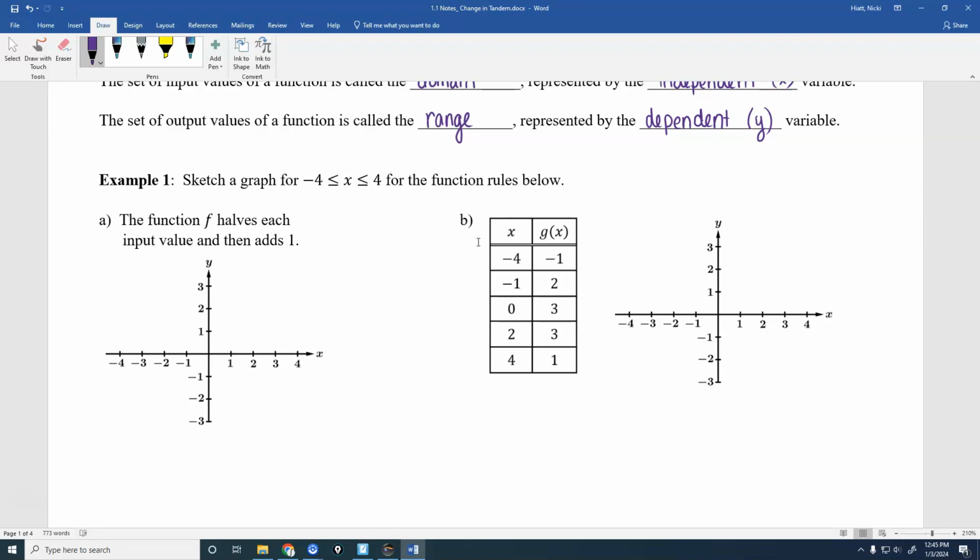The first is to look at things numerically, which is like in a table. So we see a table here. The second is to look at them in a graph. So if you graph what's on the table, you'll see the graph. The third is to look at function rules, like algebraically. So that would be something like y equals 2x plus 4.